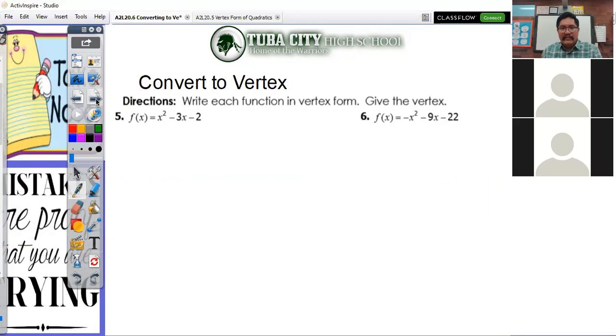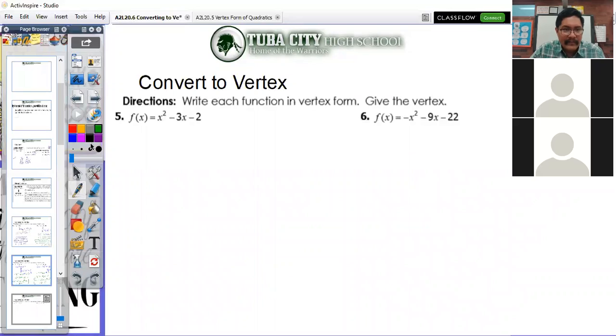So write each function in vertex form and give the vertex. So I have more stuff going on here. All right, so number 5. We group this first group here. Sometimes you can do this just by looking at it. And in this case, there's nothing really that I can take out, right? If we remember the last one, we could divide both numbers by 2, but in this case, we have nothing that we can divide both of them by. So we can't do anything with this, so we're going to go ahead and just leave it as is.